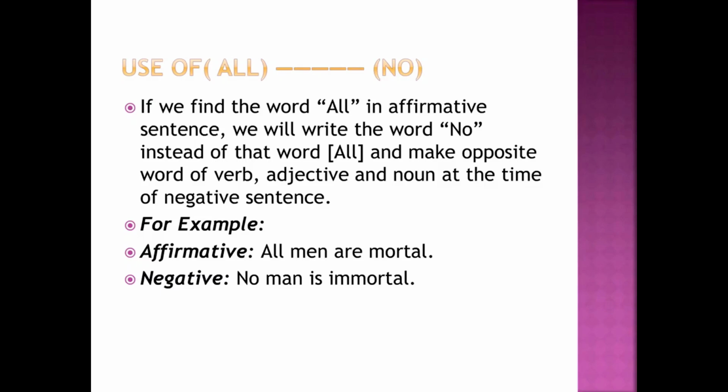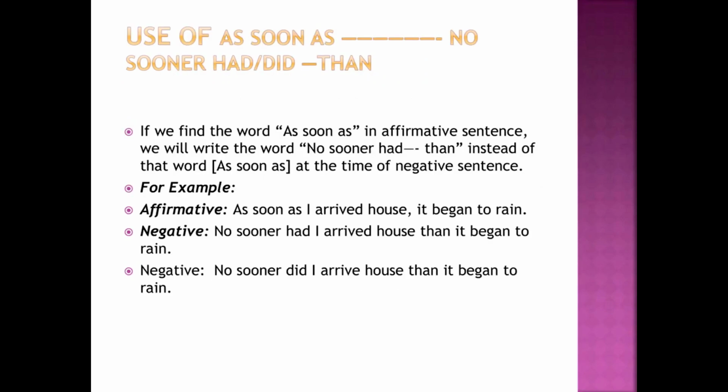In the next, we have the use of as soon as and no sooner. With no sooner, sometimes we use had and sometimes we use did. If we are using had, we use the third form of the verb. But if we use did, then we use the first form of the verb. And than is also used in the sentence. So if we find the words as soon as in an affirmative sentence, we will write no sooner, had, and than instead of as soon as at the time of negative sentences.